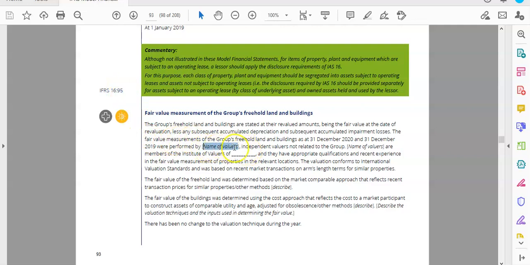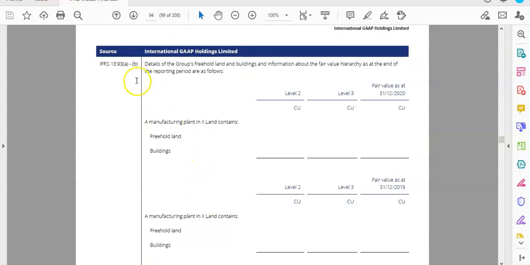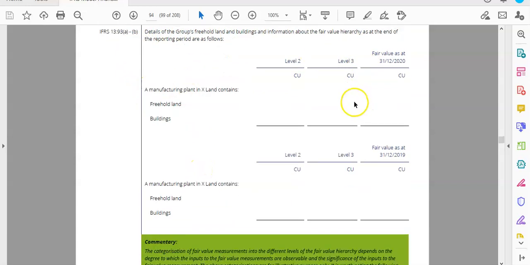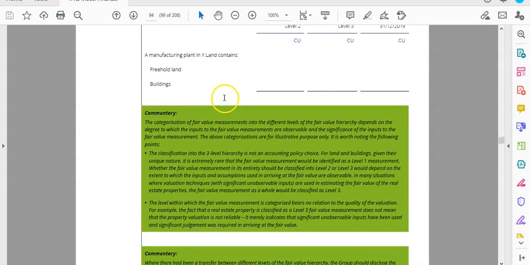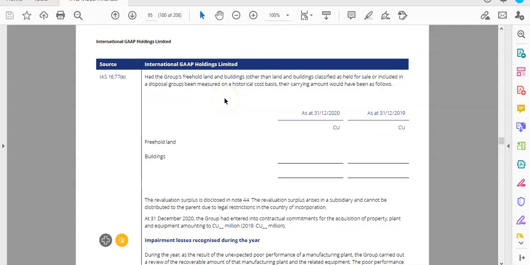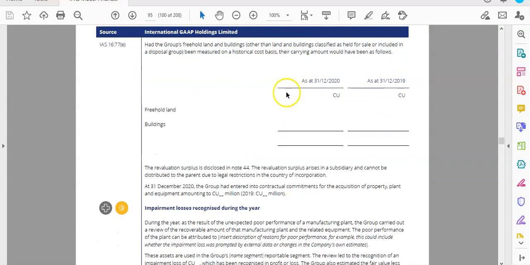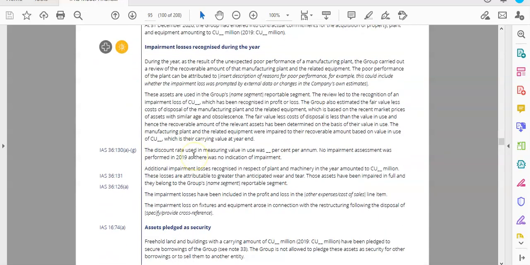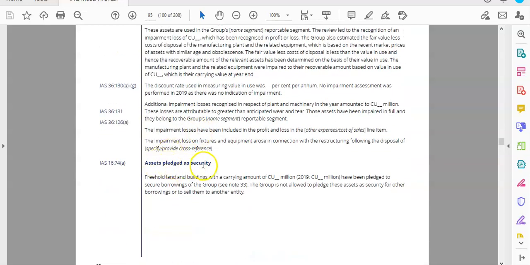So the name of the valuer, what date it was revalued at, any assumptions. Coming down here, if you're fair valuing it, how you fair valued it, there's a particular standard for that. And coming down here, in terms of whether there have been any disposals or assets classified as held for sale, any impairment losses during the year, or any assets pledged as security.